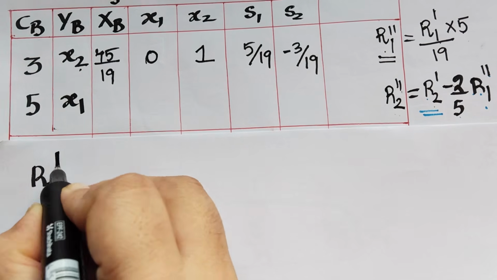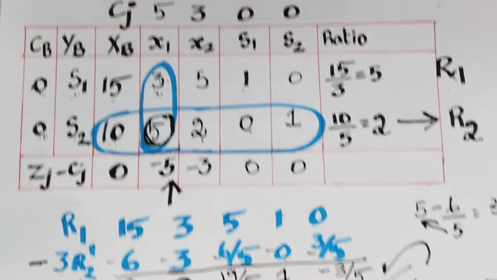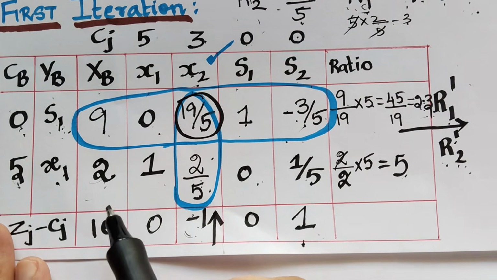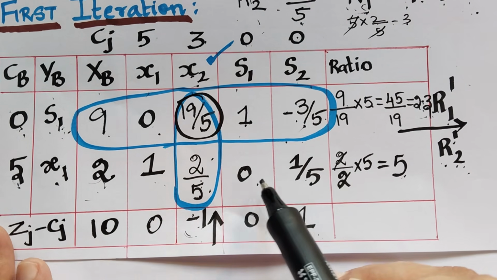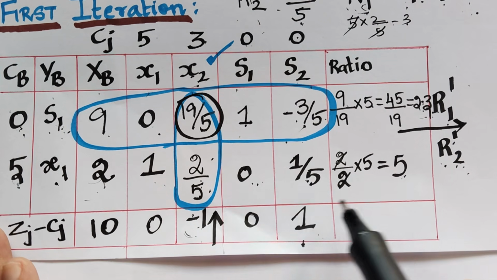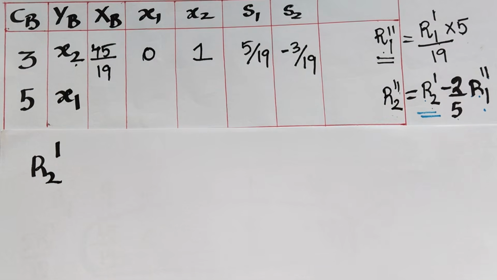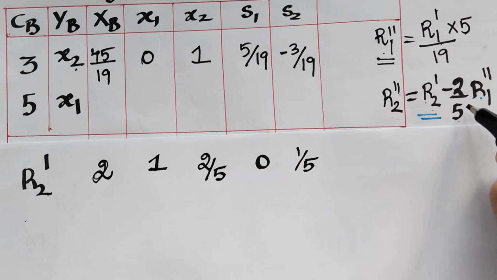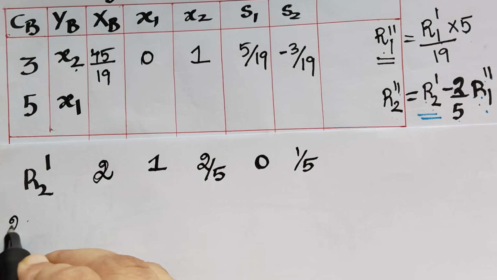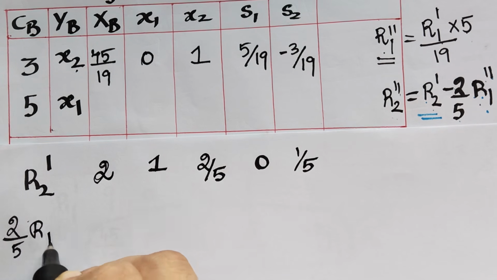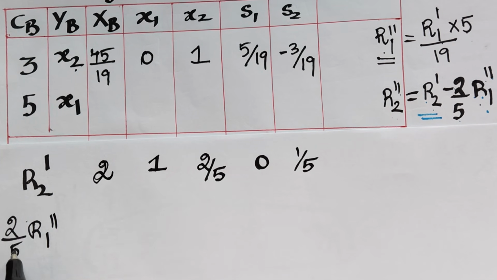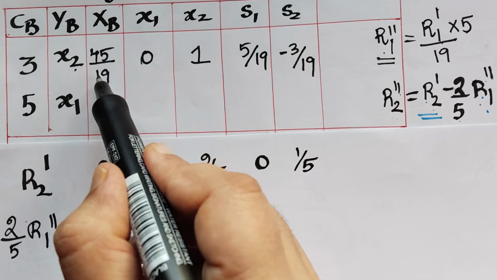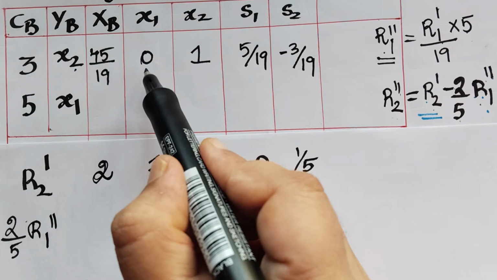R2 dash. What is that? That is this one. That is these values. R2 dash is 2, 1, 2 by 5, 0, 1 by 5. So let us take and write these values here. After writing this, we shall find this one, that is 2 by 5 R1 double dash. We have to multiply 2 by 5 with R1 double dash. Where is R1 double dash? This row.